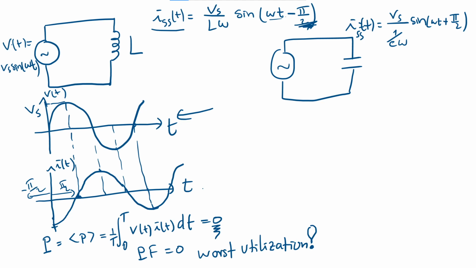It's kind of like if the capacitor stores energy, you can say energy or power, the inductor discharges the energy or power. So they work oppositely. Then you can maximize the utilization. You can have power factor close to 1.